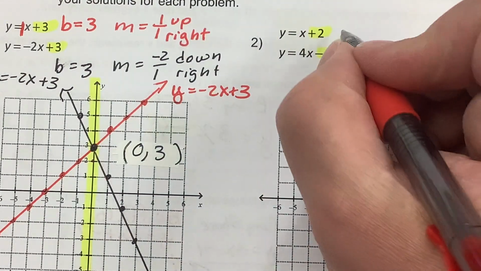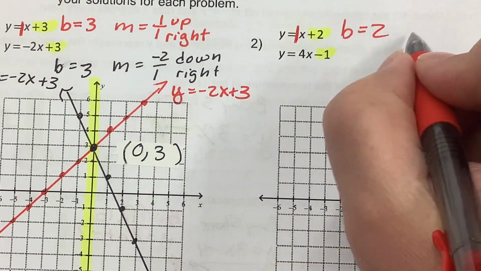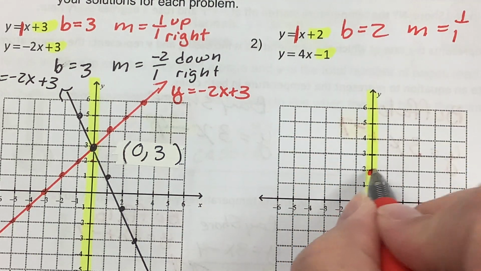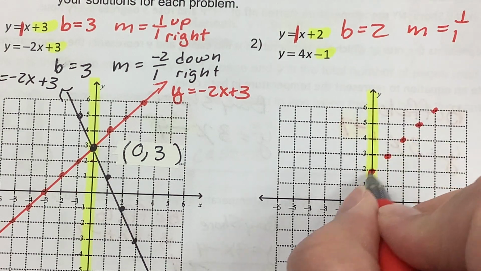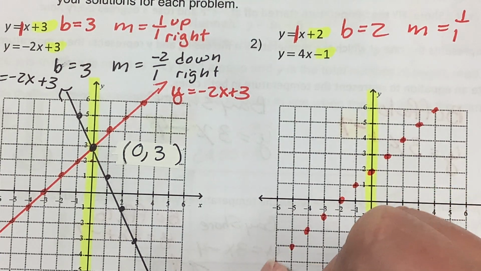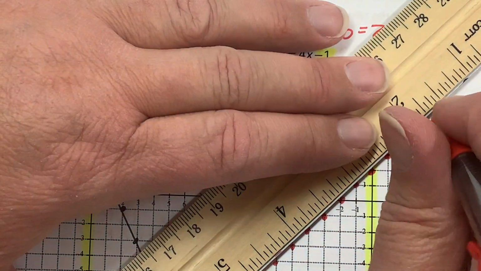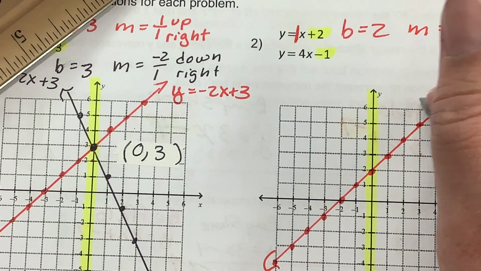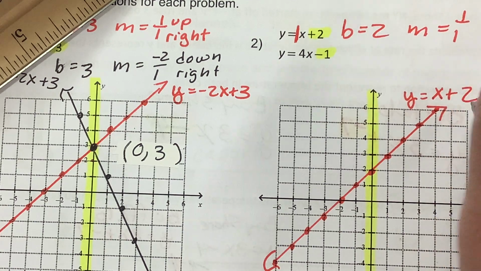The next one, b equals 2. Again, I don't have an m, so I'm going to use m equals 1 over 1. Begin at 2, up 1, 1 to the right, up 1, 1 to the right, all the way across my grid. Follow the pattern in the opposite direction. So I have points all the way across the whole grid. Connect the dots. Arrows on both sides, don't lose points for silly things. And I'm going to write my equation up here, y equals x plus 2.